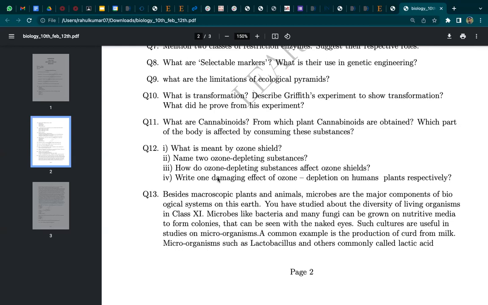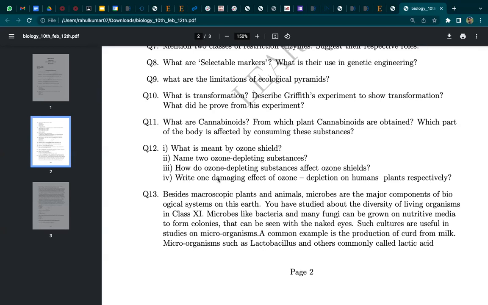So ozone shield: you know that in our stratosphere, in the atmosphere, we have ozone, right? Which makes a shield around the earth. Ozone is O3, three atoms of oxygen bound together. So there is ozone, and the ozone shield protects the earth from UV radiation.